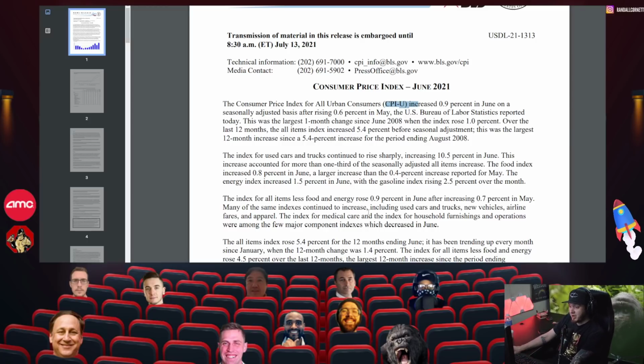The index for used cars, this is interesting because everyone's new cars are getting sold right now. The index for used cars and trucks continued to rise sharply. Everybody taking their stimulus checks and probably buying cars, increasing 10.5% in June. This increase accounted for more than 1/3 of the seasonally adjusted all items increase. The food index increased 0.8% in June, a larger increase than the 0.4% increase reported for May.